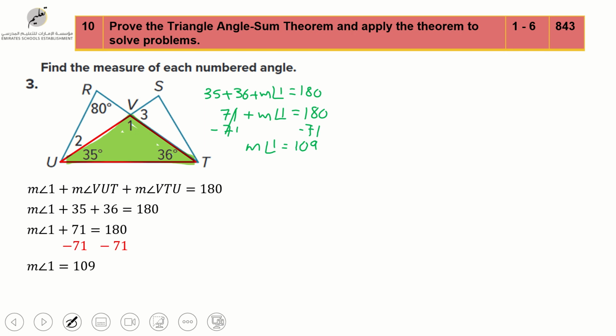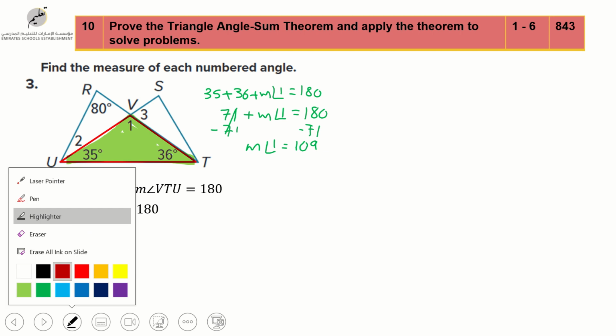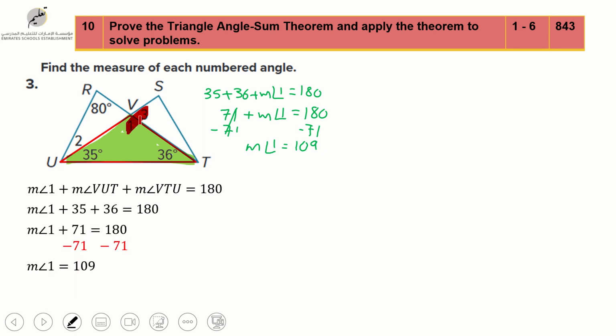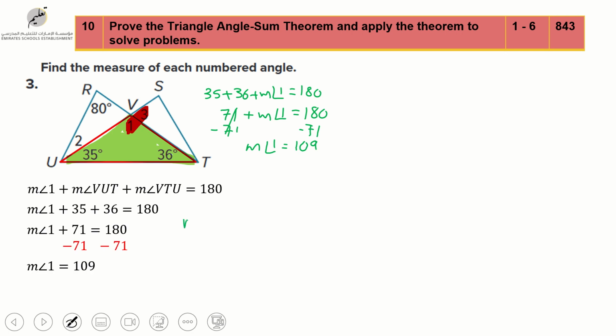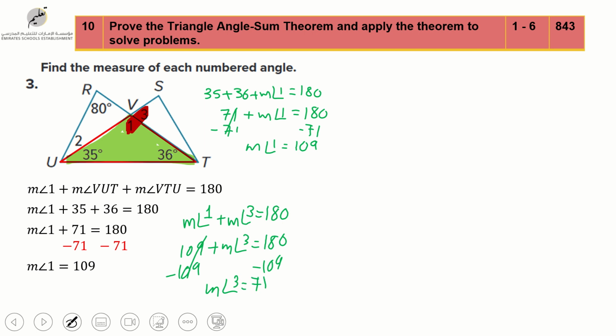And if you look at angle 1 and 3, they form a linear pair. So the measure of angle 1 plus the measure of angle 3 equals 180. So the measure of angle 1 is 109, plus the measure of angle 3 equals 180, minus 109 from both sides. So the measure of angle 3 equals 71. This is one way to find it.